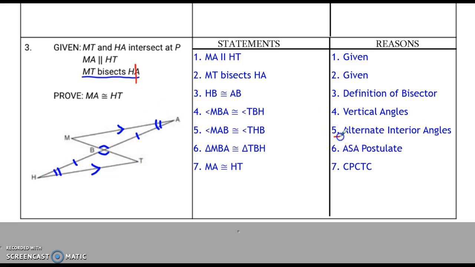Anyway, alternate interior angles was another thing that we pulled out here. We used it because we were given the fact that the two lines were parallel to each other. Once you see parallel, you're going to be looking for one of those parallel line and transversal relationships: alternate interior, alternate exterior, you could use corresponding, stuff like that.